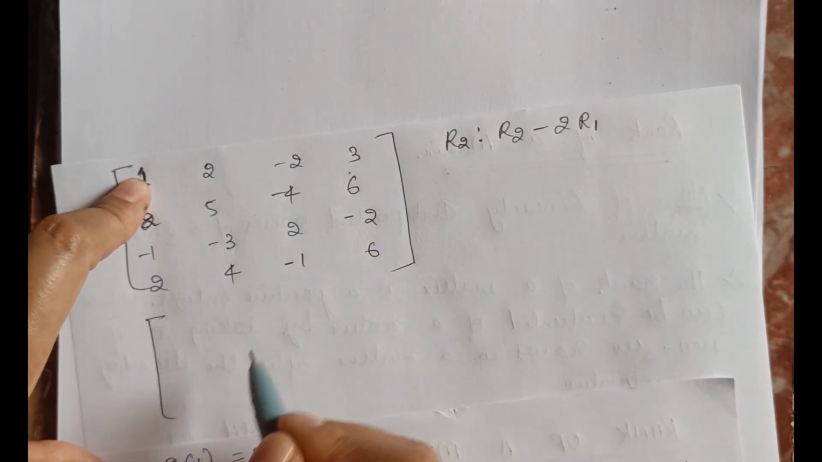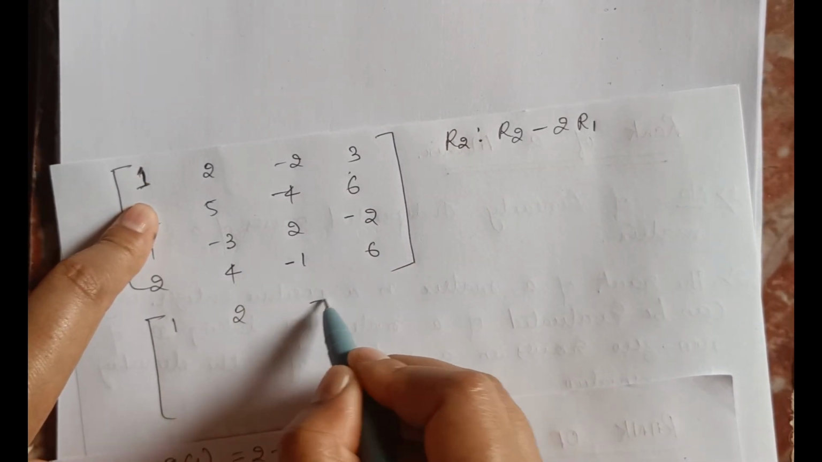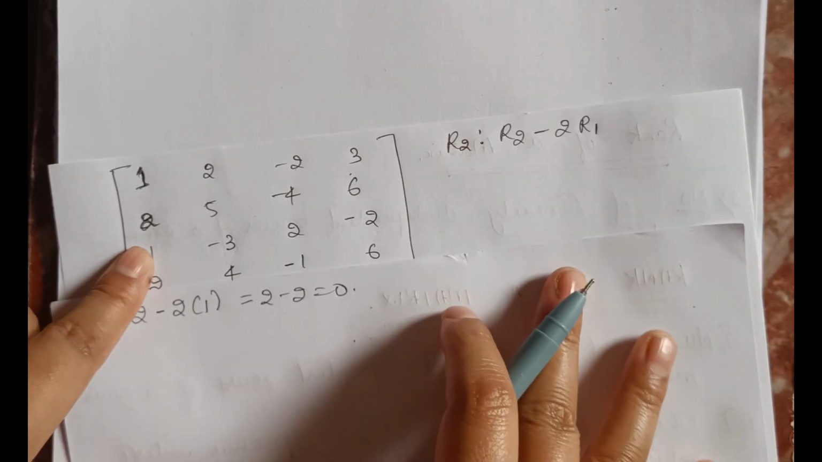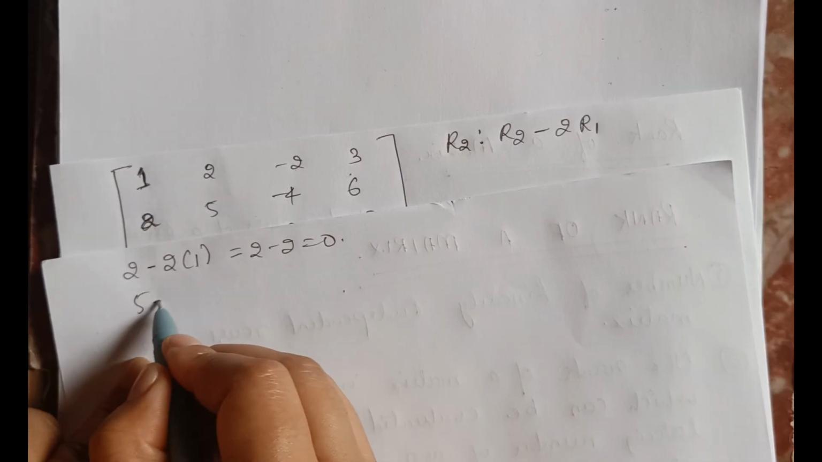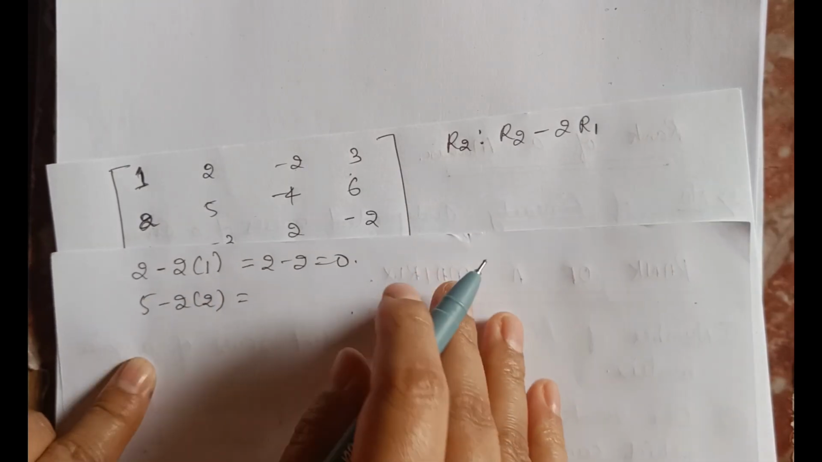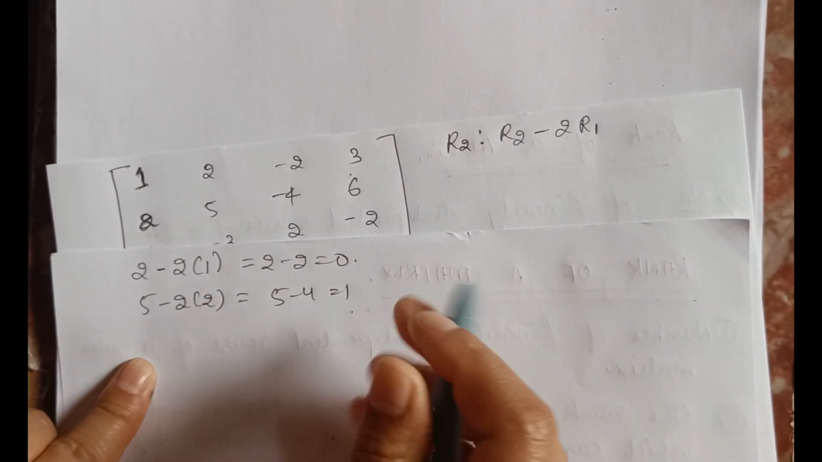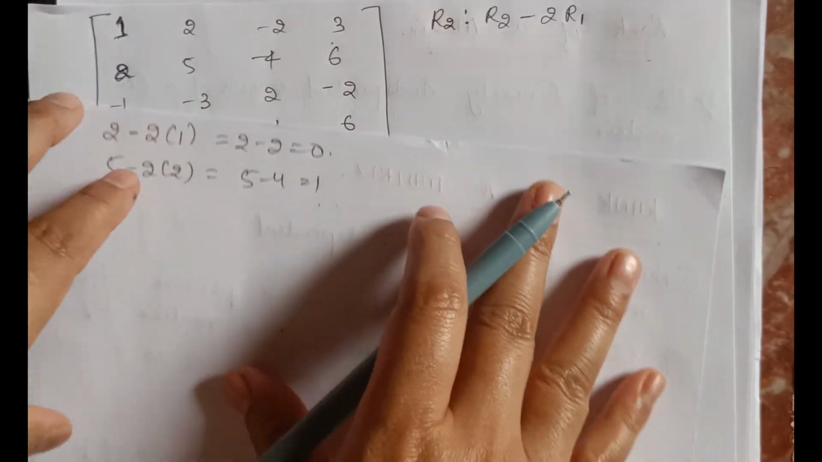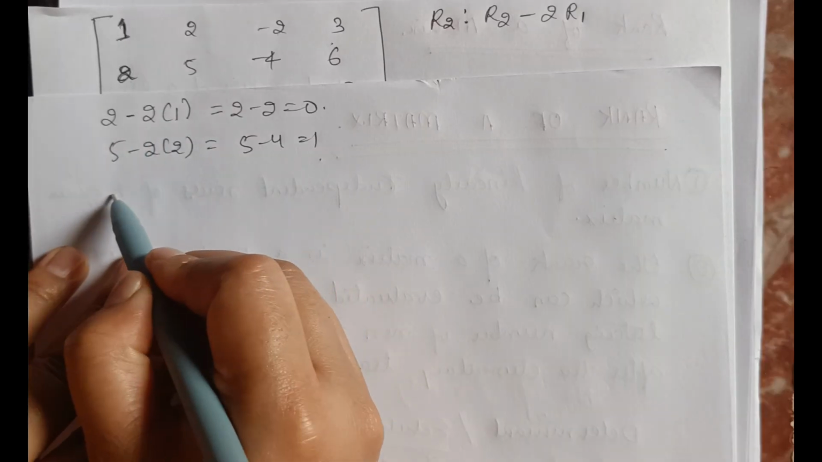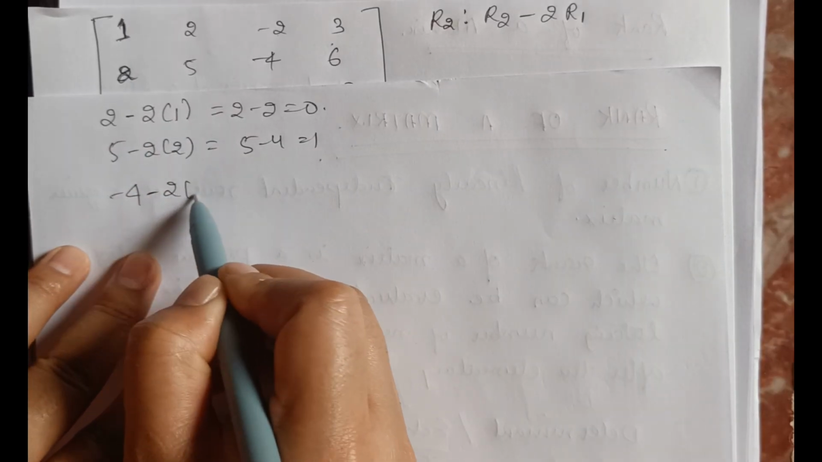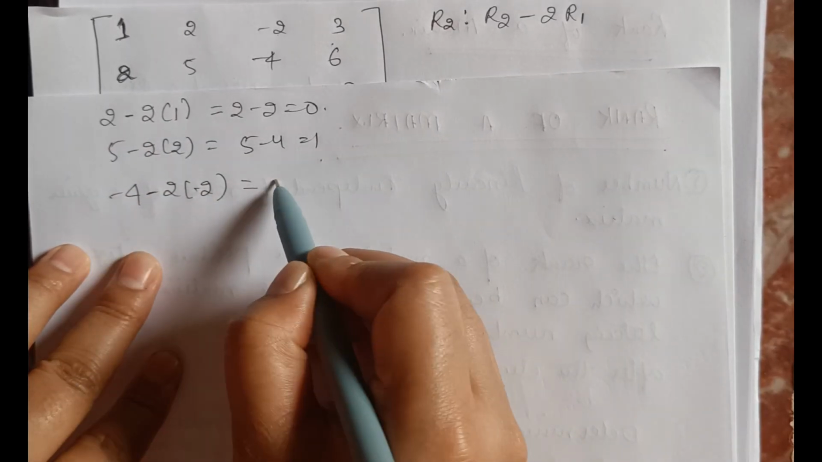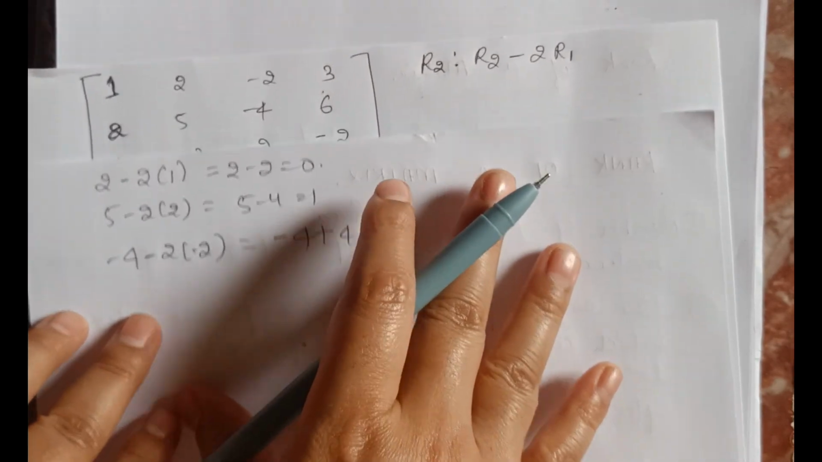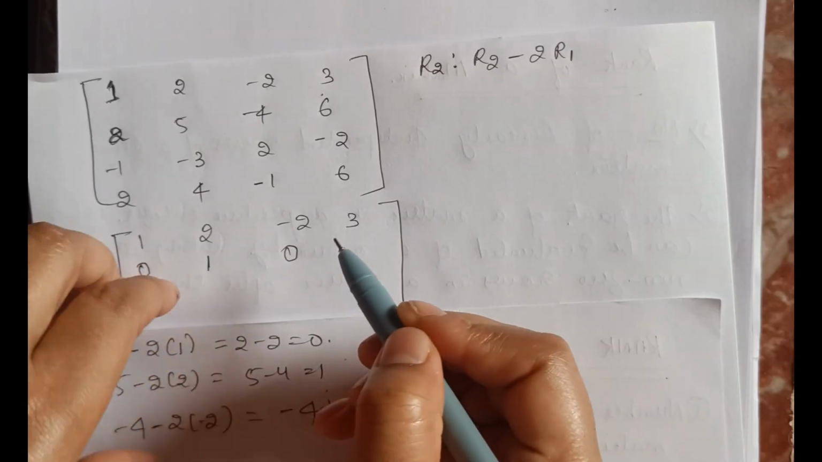Let me write it here. First row I'm not touching, right? 1 2 minus 2 3. Second one it became 0. For the third one, 5 minus 2 into 2 gives me 5 minus 4, which equals 1, correct? So 1. Then I have minus 4 minus 2 into minus 2, which is minus 4 plus 4, equals 0. So this is going to be 0, right?